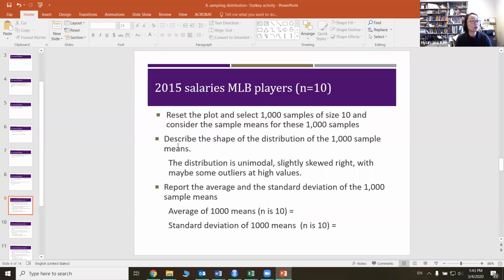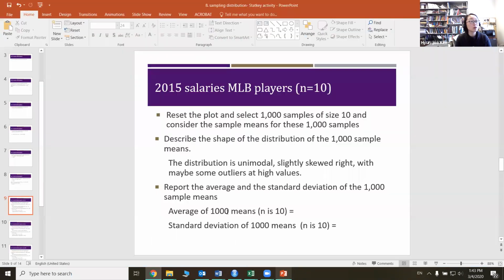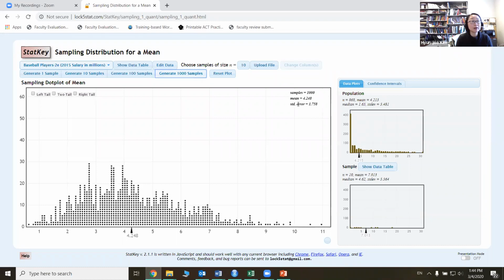Going back to our slide, there are questions. Describe the shape of the distribution of the 1,000 samples. That one is unimodal. It's not extremely right-skewed anymore. It's still slightly right-skewed, not quite exactly symmetric. That would probably be the description we would use. So the distribution is unimodal, slightly skewed right, with maybe some outliers at high values. Then the average of the 1,000 means and the standard deviation of the 1,000 means are the values that you can find.